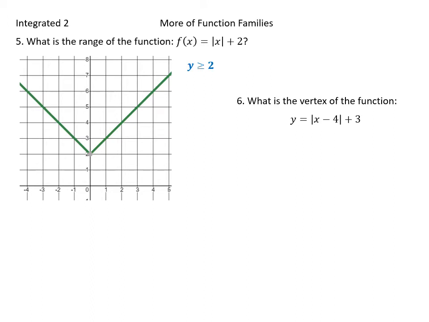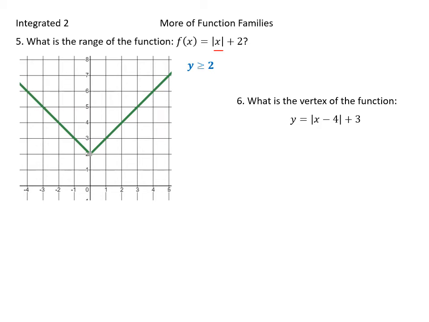Vertex, what is the vertex of the function? Well, first off, we can take a look at the function that we've got to begin with, f of x equals absolute value of x plus 2. Its vertex is at 0, 2. And kind of look at the function that we've got going on here. Do we have anything plus or minus inside that absolute value? No. And that coincides with the 0 for the x.